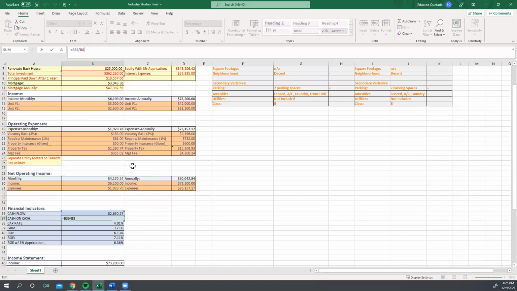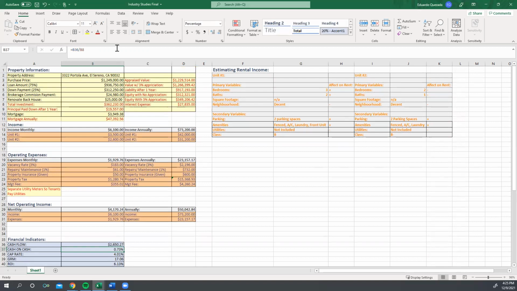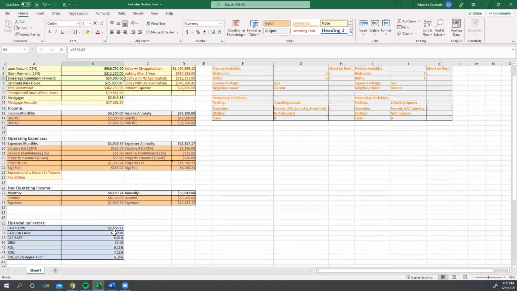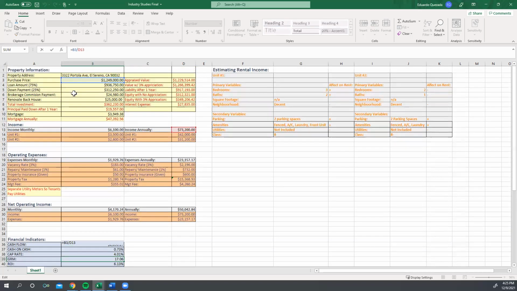Cash on cash is going to be taking our cash flow and then dividing it by our initial investment. The initial investment does include the down payment, the brokerage commission payment, which was 2% as stated on Redfin, and then our renovation for that back house. So that would equal about 4.01%. From there, it's going to be the gross rate multiplier, taking our purchase price and dividing it by our annual income.